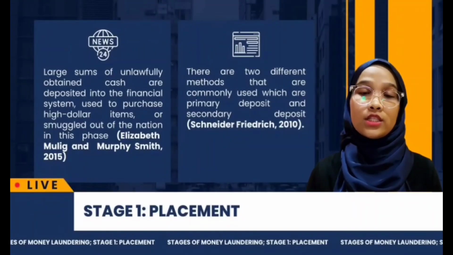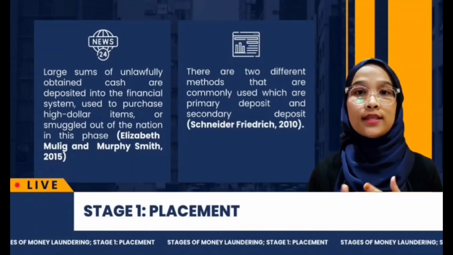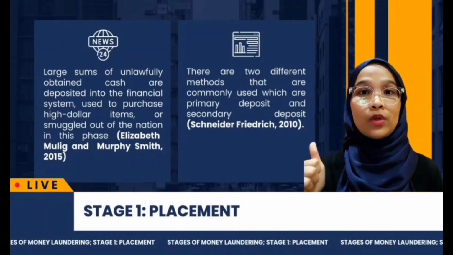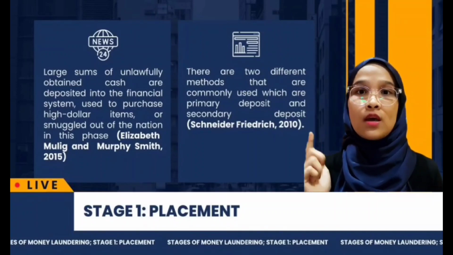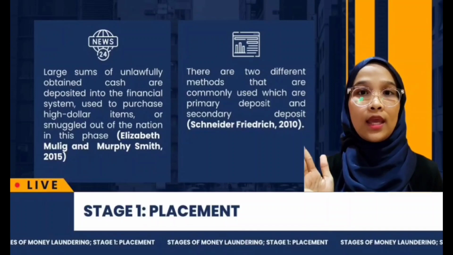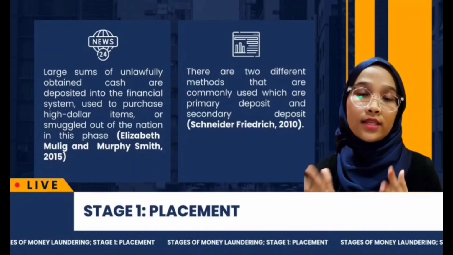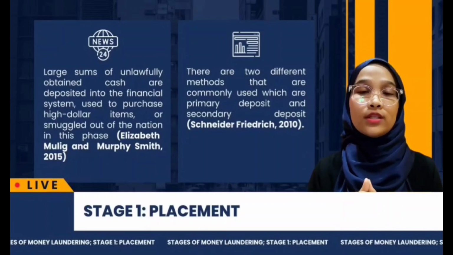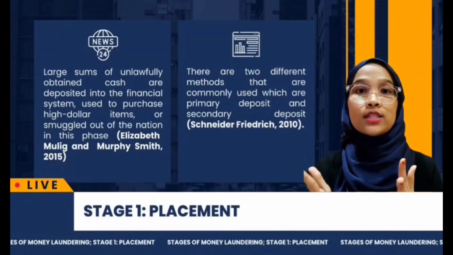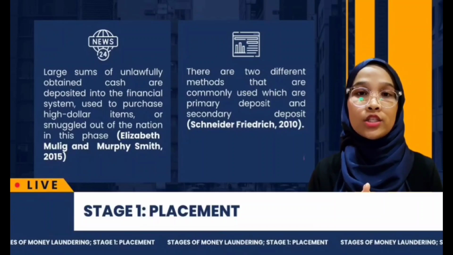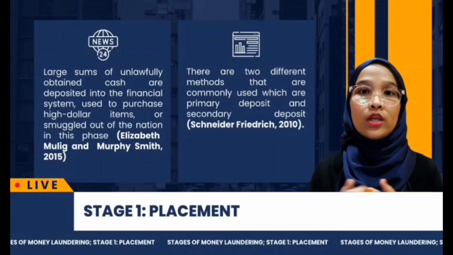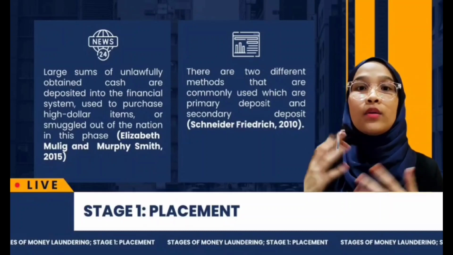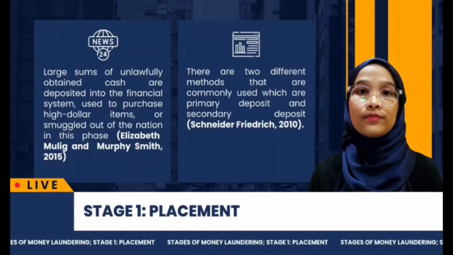Placement refers to the initial stage of gaining access to the legal financial system. Smurfing, electronic transfer, asset conversion, gambling, and insurance purchases are examples of typical placements. According to Elizabeth Woolley and Murphy Smith 2015, large sums of unlawfully obtained cash are deposited into the financial system, used to purchase high-dollar items or smuggled out of the nation in this phase.